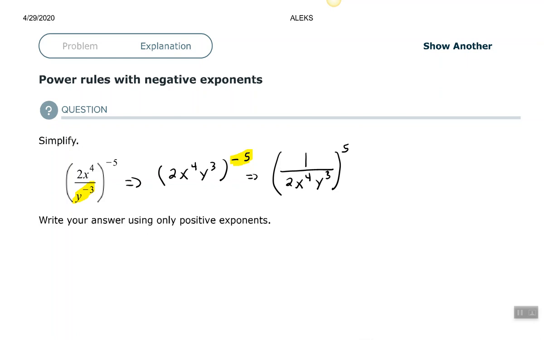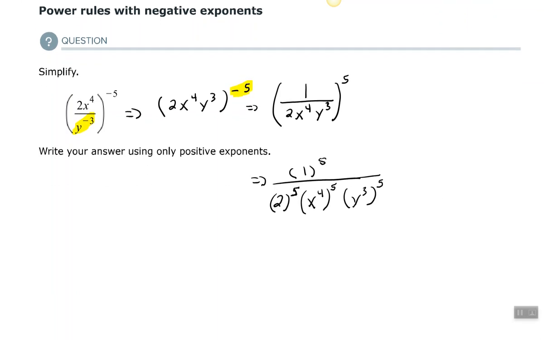Alrighty, and the next step is to raise everything to the 5th power. So I'm going to come down here and raise everything in that fraction to the 5th power. So 1 to the 5th power. And then each one of those factors in my denominator. And then the final step will be to simplify.